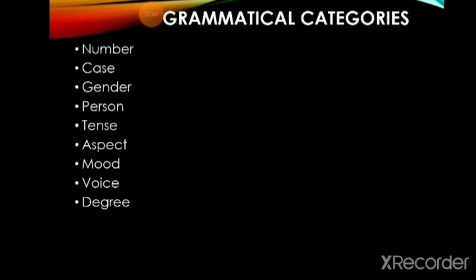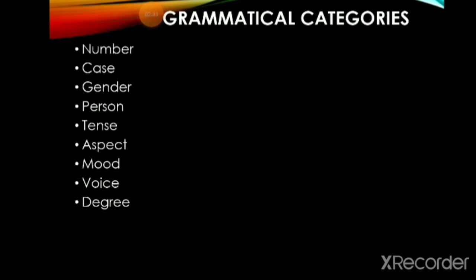Person has three values. First person: it refers to the speaker. Second person: it refers to the hearer. Third person: it refers to all other things. Tense. Tense is a property of verbs. It corresponds with location in time.